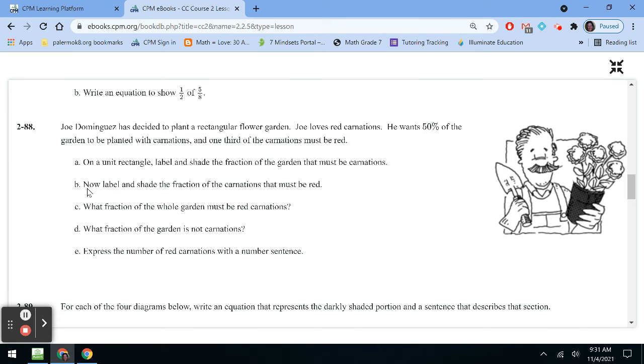Now label and shade the fraction of the carnations that must be red. So we go back up here, it says we have our half of the garden that is planted with carnations and 1/3 of the carnations must be red. This was hard for a lot of students in class, the fact that it was in word form. So make sure you're reading the problem carefully. Don't just scan for numbers. I understand the idea of trying to quickly look, but sometimes it is like this where it's in word form and you might not see it. So 1/3 of the carnations must be red.